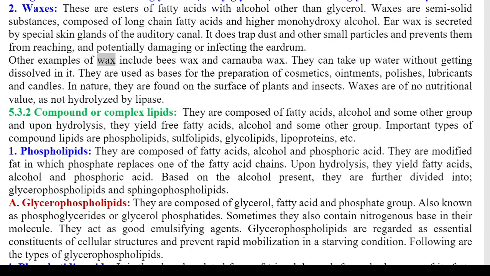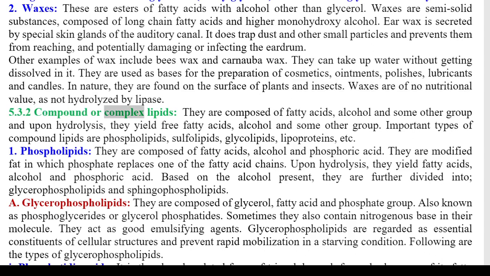Other examples of wax include beeswax and carnauba wax. They can take up water without getting dissolved in it. They are used as bases for the preparation of cosmetics, ointments, polishes, lubricants, and candles. In nature, they are found on the surface of plants and insects. Waxes are of no nutritional value, as not hydrolyzed by lipase.